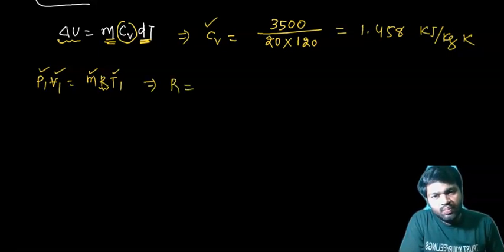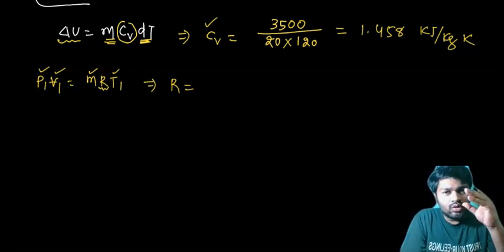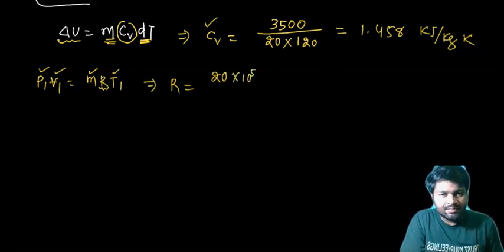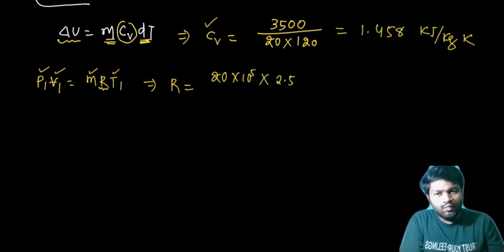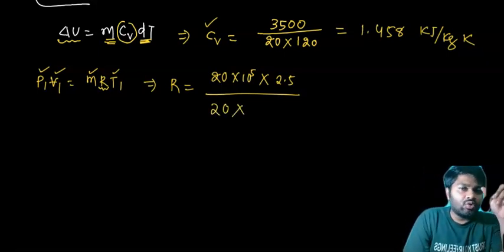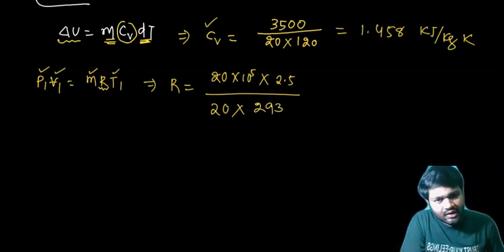So R will be equal to P1 V1 by M T1. P1 was given as 20 bar. So let us convert that into kilopascal. Let us make it Pascal, then we can do the conversion. So 20 will be converted into Pascal, 20 times 10 to the power 5 Newton per meter square. And V1 was 2.5 meter cube, then M is 20, and your T1 was 20 degrees centigrade plus 273, which is 293 Kelvin.